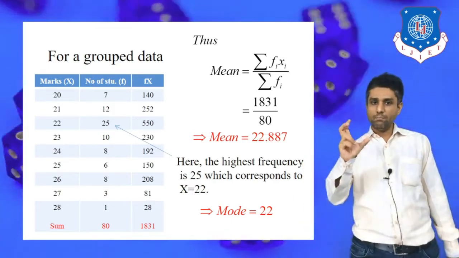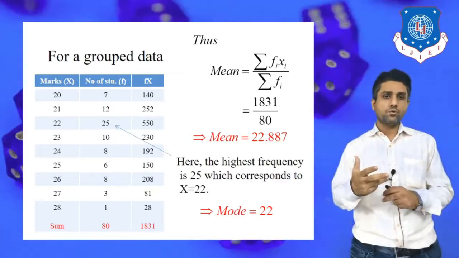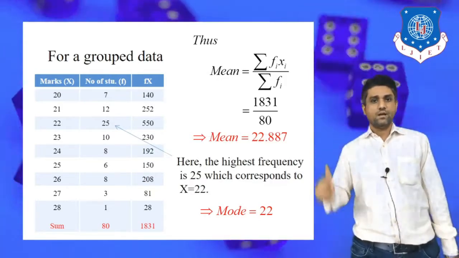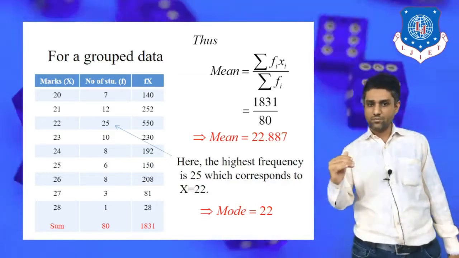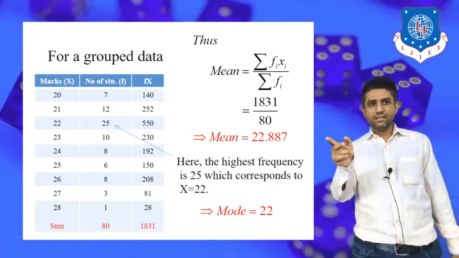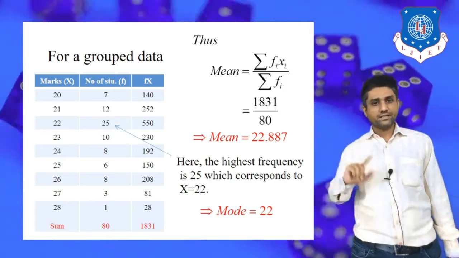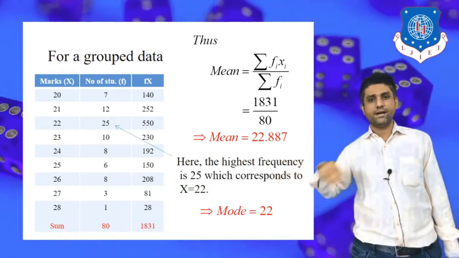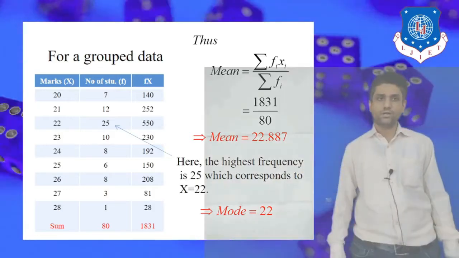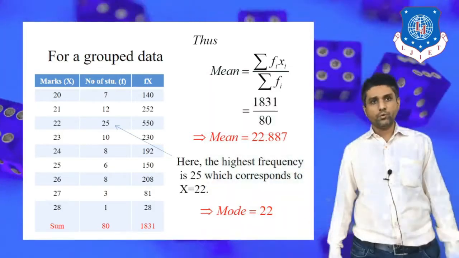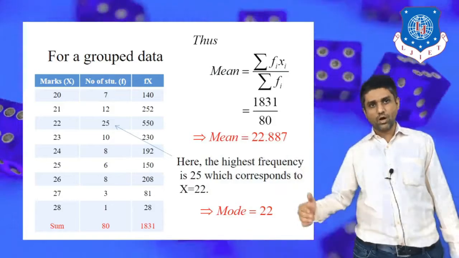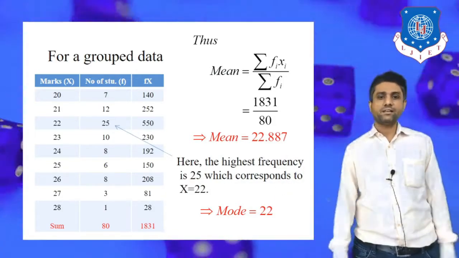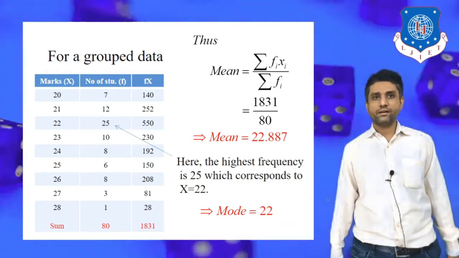To calculate the mean, as we know from our schooling level, when grouped data is given, the mean is calculated by the sum of fi xi upon the sum of fi. It is just the multiplication of the first and second columns, and we put the values in the third column. That is 20 into 7, so 140, 21 into 12, that is 252, and so on. At the last, the sum of fi xi is 1831.